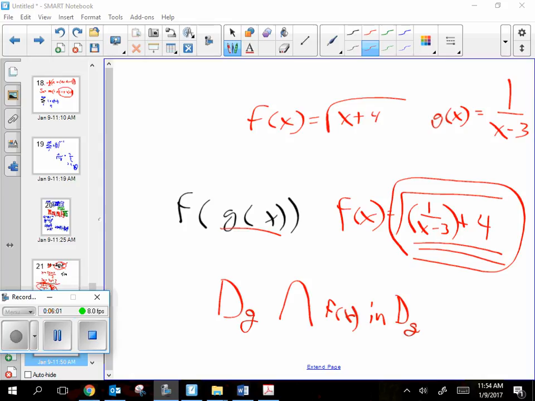Now let's go look at these guys' domains. The domain of f here would be what's underneath here. X plus 4 has to be bigger than or equal to 0, so x has to be bigger than or equal to negative 4. That's the domain of f. How about the domain of g? The domain of g is that what's on the denominator cannot be 0. So x cannot be positive 3.